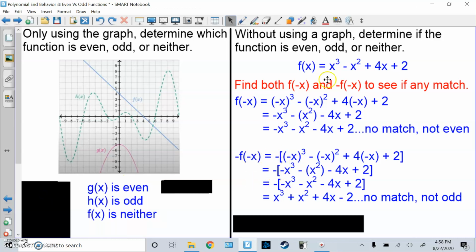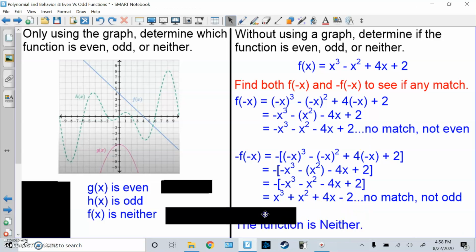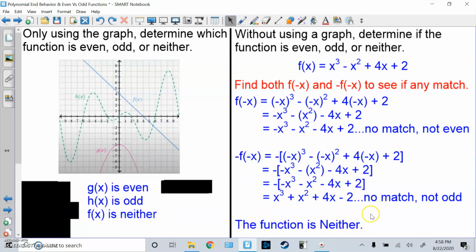Let's see if it's odd or not. I plug negative x for every x, and then I'm going to multiply the whole thing by negative 1 once I'm done. So like earlier, this is negative x cubed. Negative x squared is positive, but don't forget the negative in front of it. That's negative x, that's plus 2. I fix this, I distribute, I get this. Does this match the original? It does not. The sign for the second thing is wrong, the sign for the last thing is wrong. So since it's not odd and it's not even, it's going to be neither.